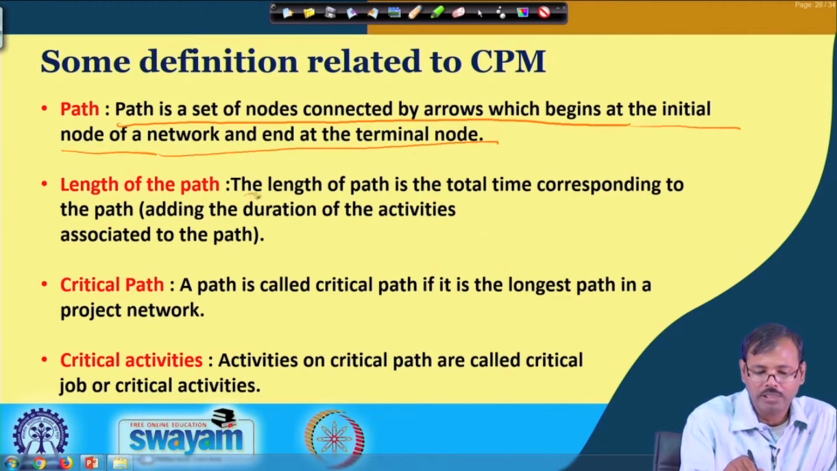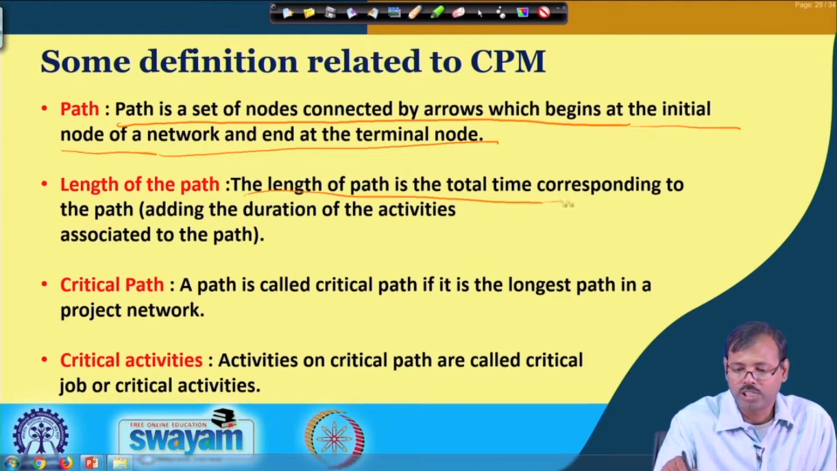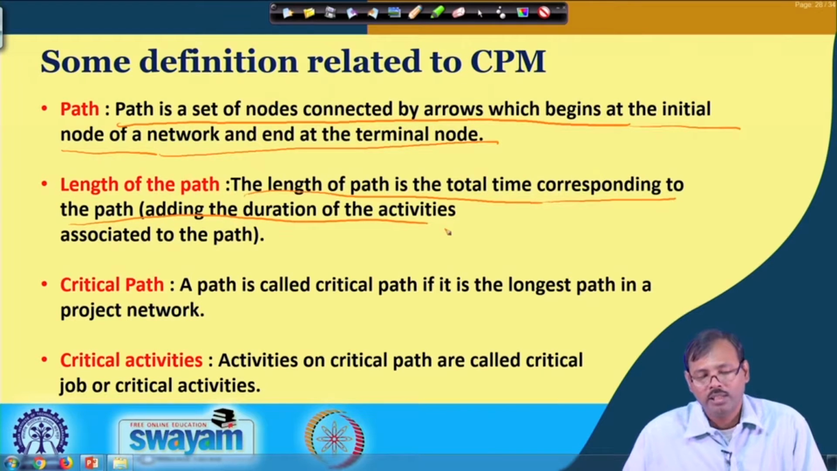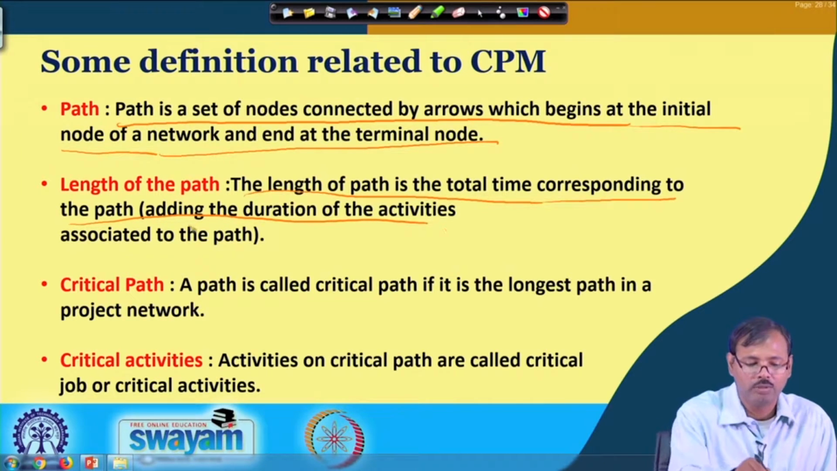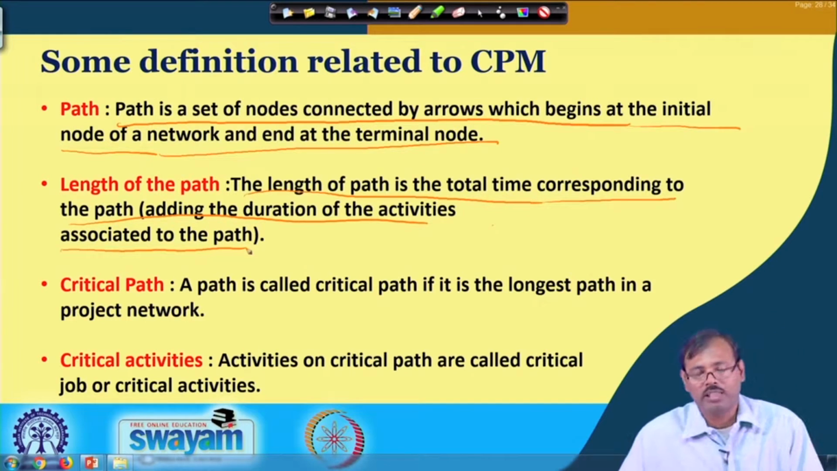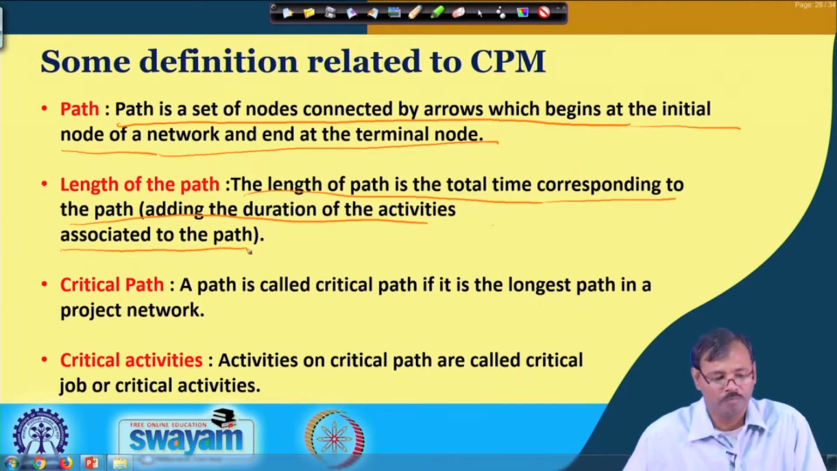The length of the path is the total time corresponding to the path, that is, time is actually the attribute here. It may be anything, it may be cost also, but in most cases we consider time as the main attribute in critical path analysis. So, while we are considering time as the attribute, the length of the path is the total time corresponding to the path, that means the time taken to reach from the starting point to the ending point by the addition of the time or attributes assigned to each job.